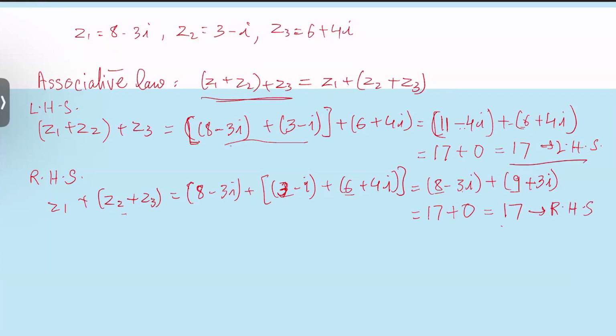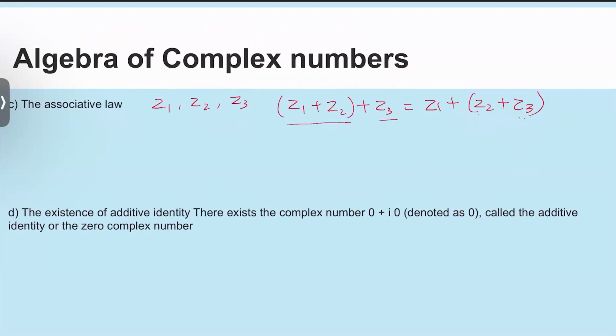So you can see that the LHS is equal to RHS. The associative law holds good and it is satisfied when we are adding complex numbers. Over here we have taken three complex numbers. So this is the associative law. We have done the example, and I'll just mention the example on the next page.